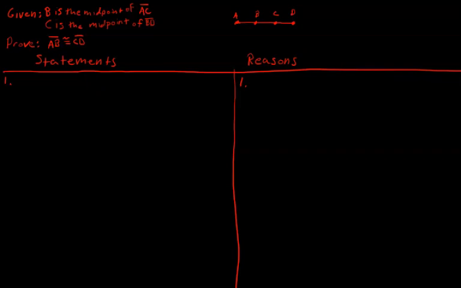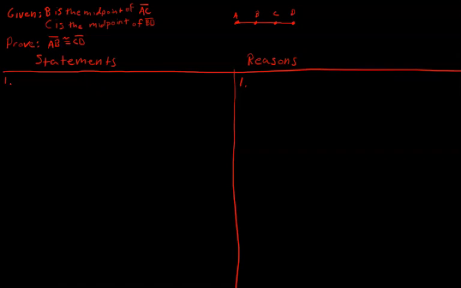Given B is the midpoint of AC and C is the midpoint of BD, we want to prove that segment AB is congruent to segment CD. So like with most of the proofs we've looked at already, the first step is going to be the given.